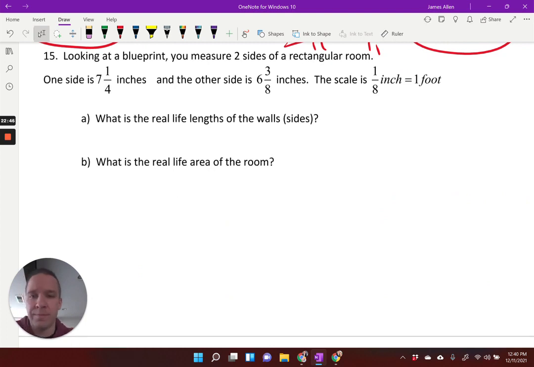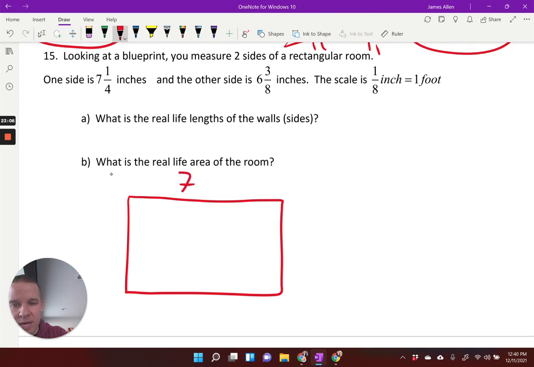All right. Looking at a blueprint, you measure 2 sides of a rectangular room. One of them is 7 1/4, and the other is 6 3/8. The scale is 1/8 of an inch equals 1 foot. What are the real life lengths of the walls, and what is the real life area of the room? So 2 parts here. I'm going to draw up a rectangle.